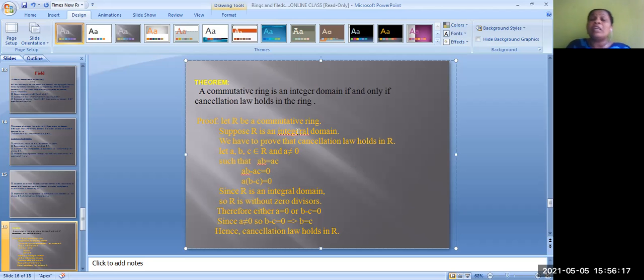See here, we are taking the cancellation law, which is nothing but AB equal to AC implies B equal to C. Since A is not equal to 0, B minus C is equal to 0, that is, B is equal to C. Hence, the cancellation law holds in R.